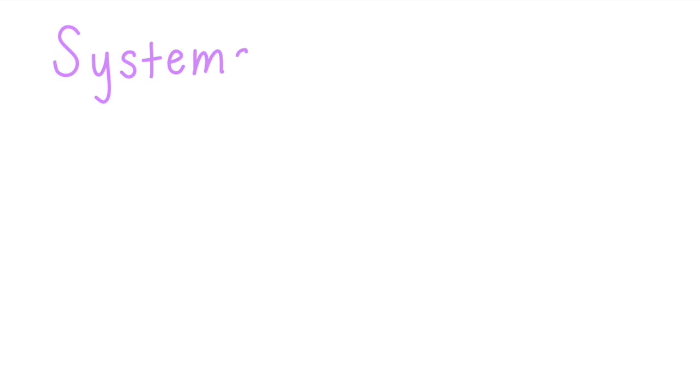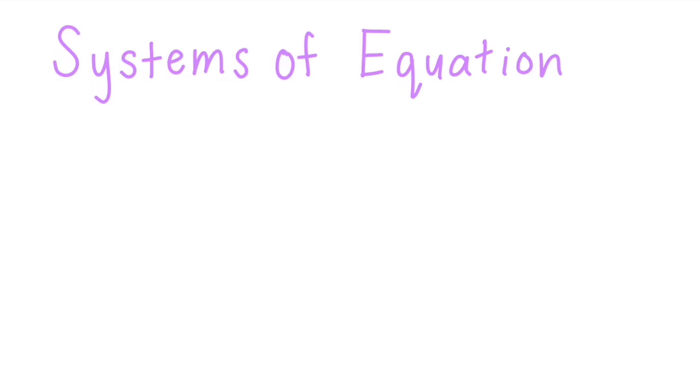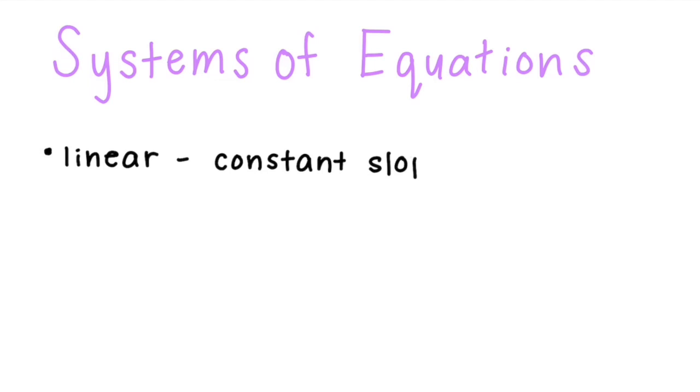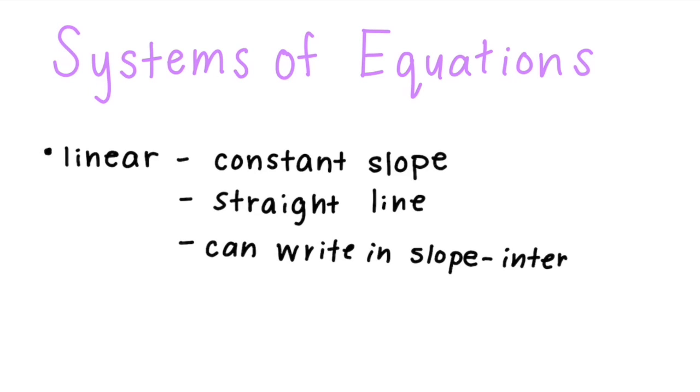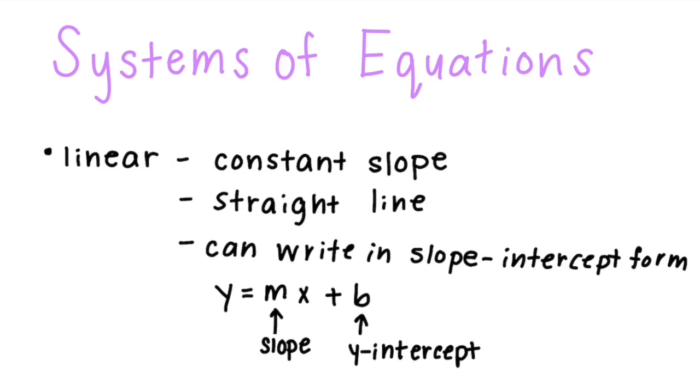Today, we're going to learn about systems of equations. And the equations that we'll be talking about today are all going to be linear. So that means that they have a constant slope, they look like a straight line, and we can write them in slope-intercept form, which is y equals mx plus b, where the slope is m and the y-intercept is b.